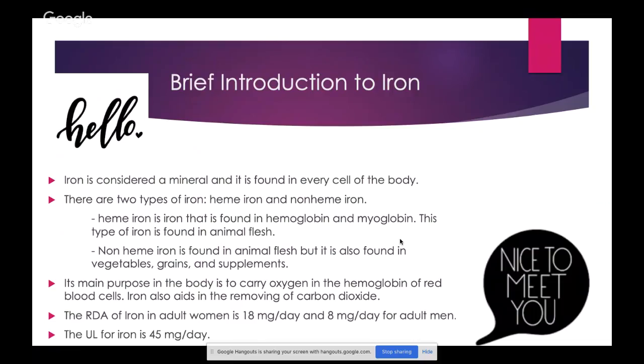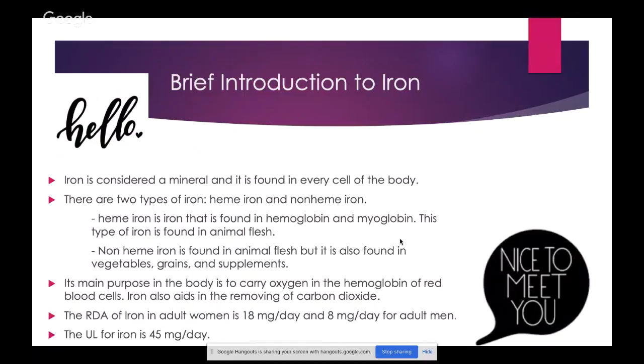So just to start off, I'm going to do a brief introduction to iron here and just relay a few important messages about it. Iron is considered a mineral, and it is found in every cell of the body. There are two different types of iron, heme iron and non-heme iron. Heme iron is found in animal flesh, and non-heme is found in vegetables, grains, and supplements.